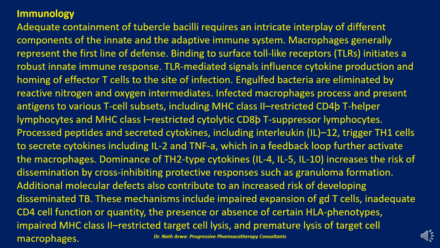Additional molecular defects also contribute to an increased risk of developing disseminated TB. These mechanisms include impaired expansion of gamma delta T cells, inadequate CD4 cell function or quantity, the presence or absence of certain HLA phenotypes, impaired MHC class II restricted target cell lysis, and premature lysis of target cell macrophages.